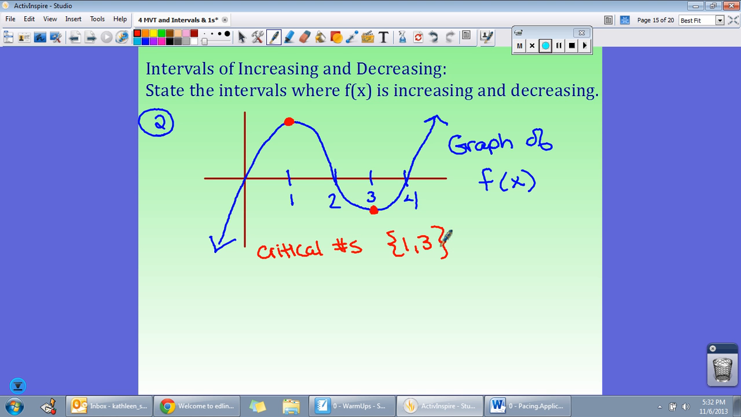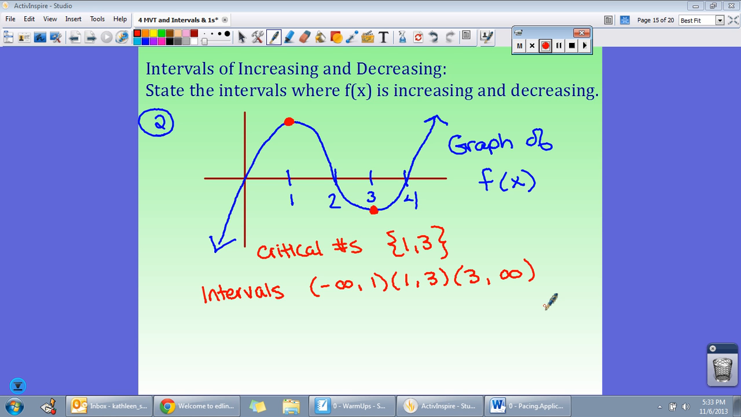We're going to use those critical numbers to create intervals. If you have 2 critical values, you're going to have 3 intervals. If you have 3 critical values, you're going to have 4 intervals. But your intervals should be broken up everywhere that you have a critical value.